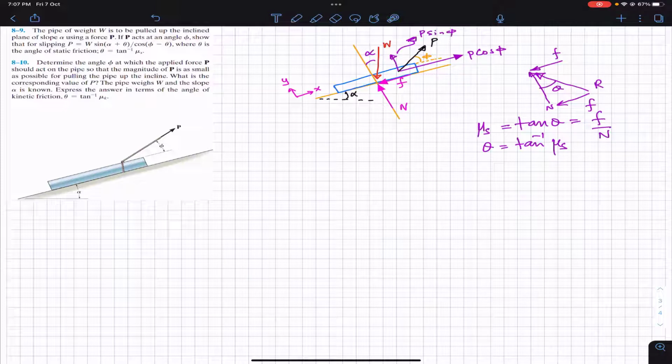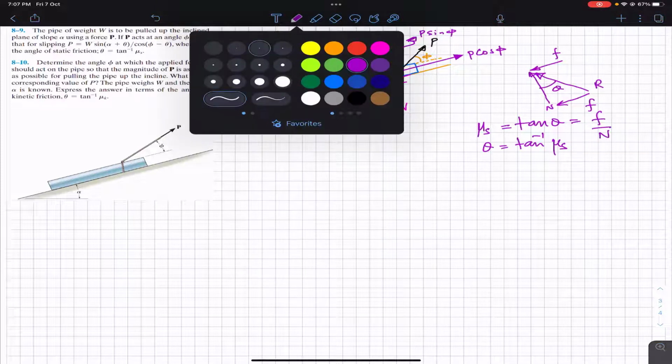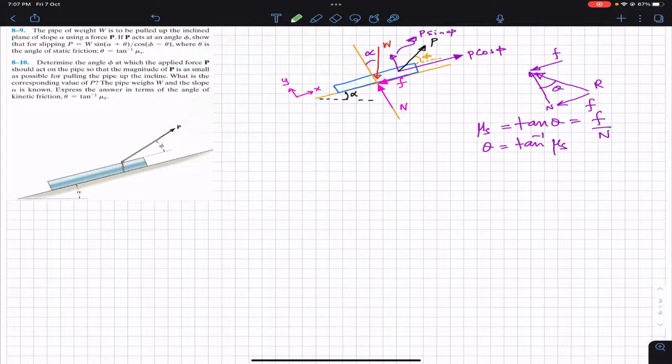And now if this angle is alpha, then we can resolve this weight into its components. It will have two components. One component is going to act in this direction. This one will be the cos component, W cos of alpha. And we will have another component of the weight which is going to act in this direction. So this green one is the sine component.